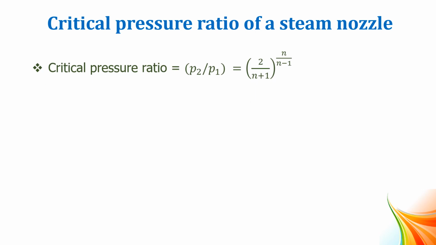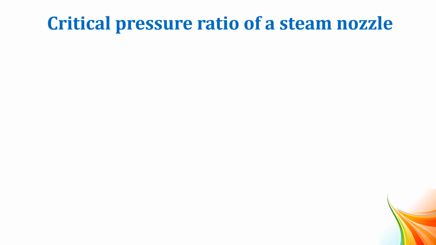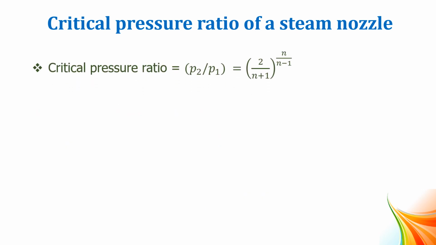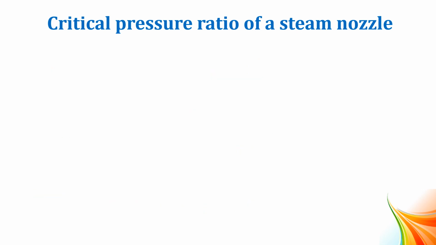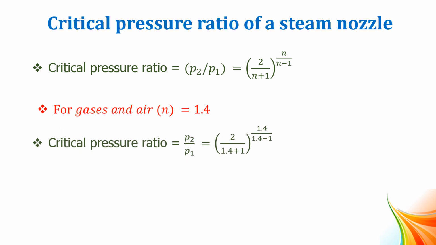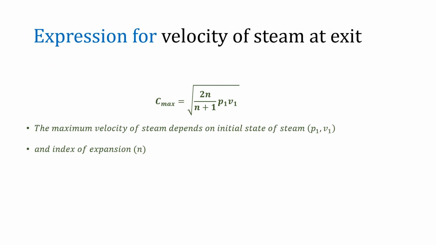Critical pressure ratio is another important concept. P2 by P1 equal to (2 by n plus 1) power n by (n minus 1). Everyone should remember this formula to calculate the critical pressure ratio. For saturated steam it is 0.577. For superheated steam, it is 0.546. By substituting the n value. For gases and air, n equal to 1.4, gamma equal to 1.4. For that, the critical pressure ratio is 0.528. So these are the values we have to remember.